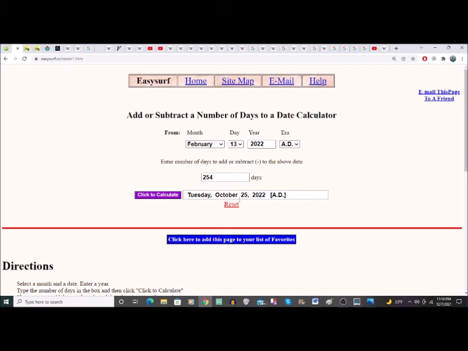And why is that date so important? Because it's the opening date of Back to the Future. Not the day that it's released, but the day in the film when the film starts. October the 25th. I mean, you just can't write this stuff.